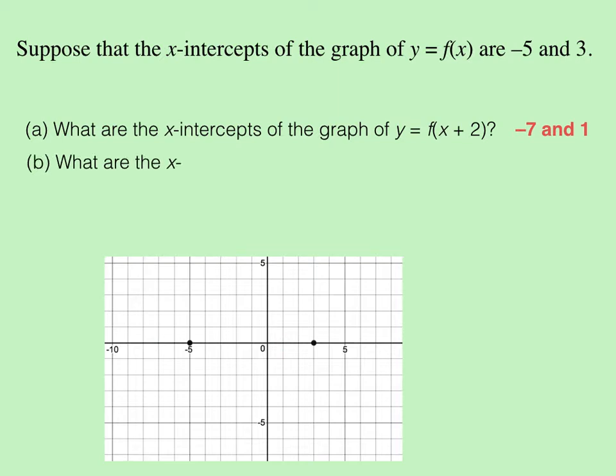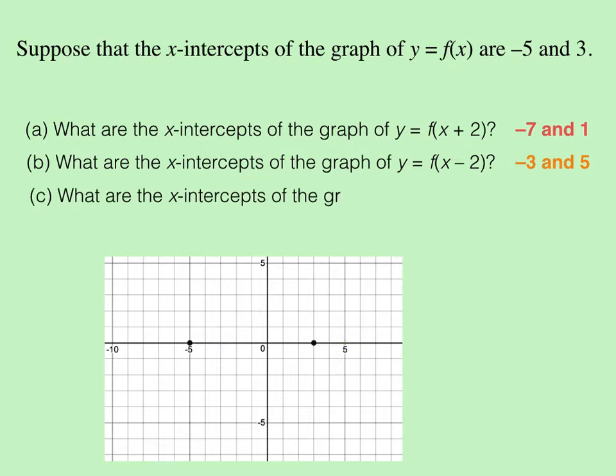All right, so now the next question, what would be the x-intercepts of the graph of y equals f of x minus 2? This is a shift 2 to the right, so my x-intercepts would be 2 more than the original.